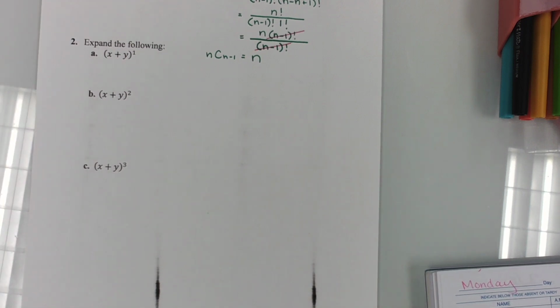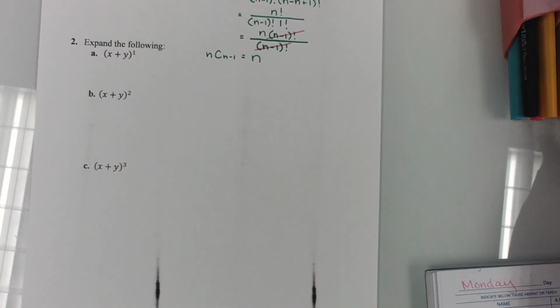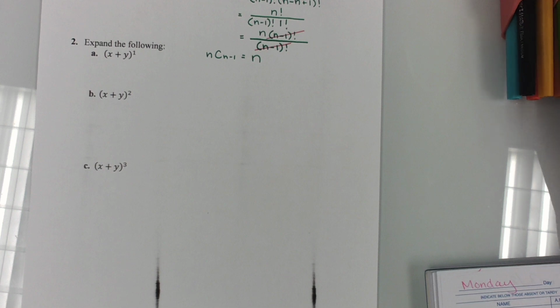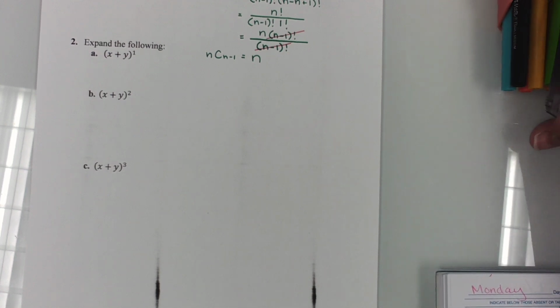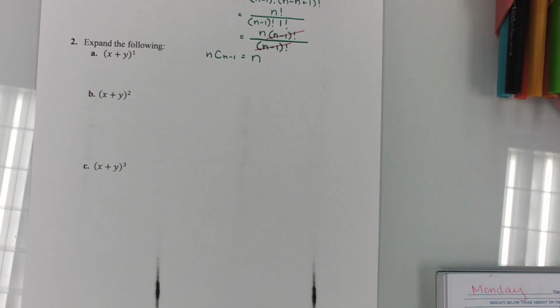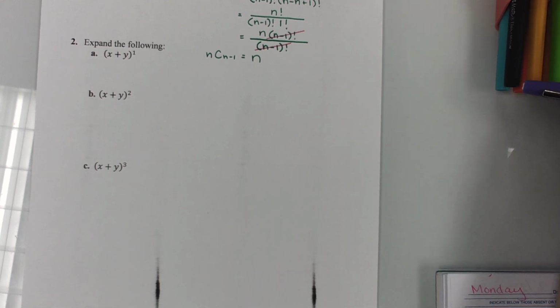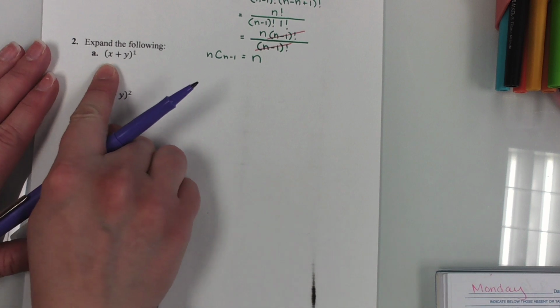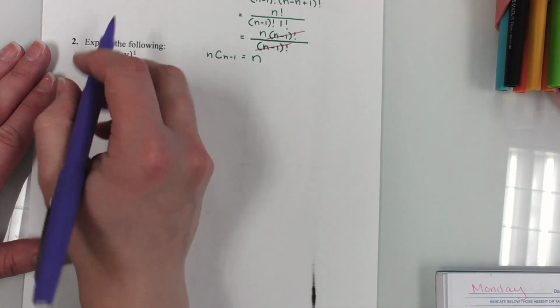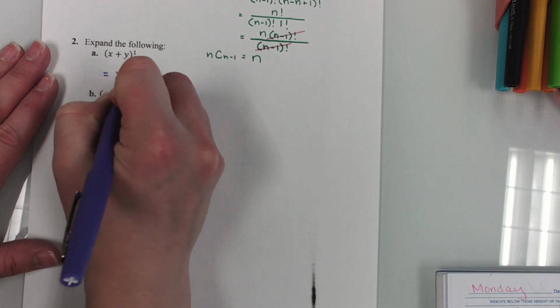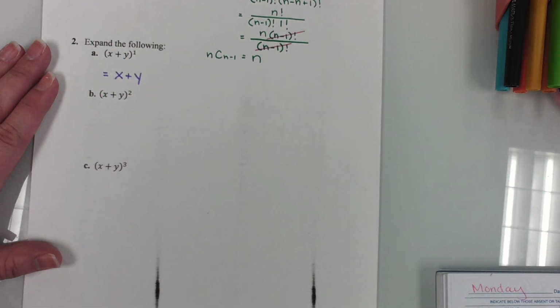Okay. The second thing I asked you to do was to expand the following. In other words, go through and actually do the multiplication to figure out what it's equal to. So, let's start here. X plus 1 to the power of 1, expanded, is just x plus 1. It doesn't really do anything. That one's there for the sake of seeing the pattern.